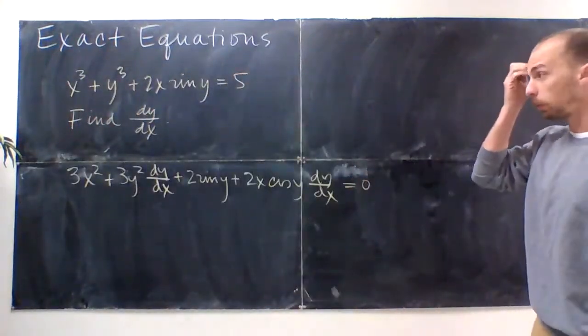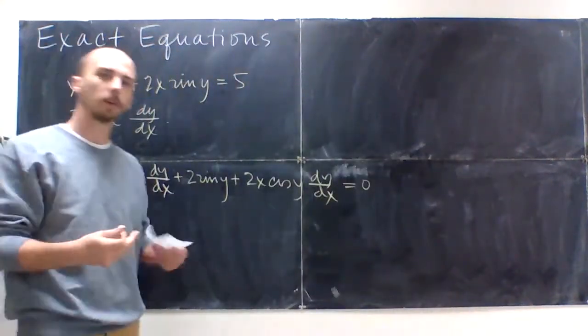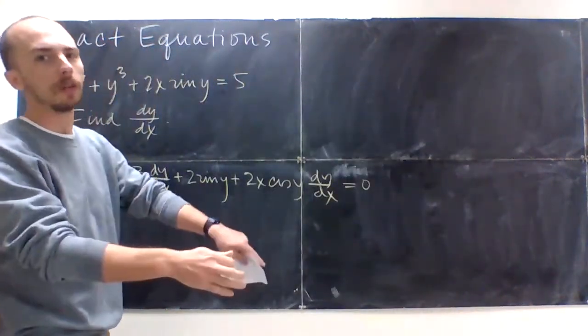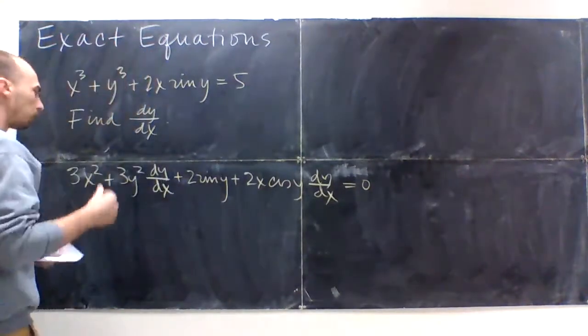And then what we did, if we wanted to find dy dx in terms of x and y, was we collected everything that had dy dx on the one side of the equation, pushed everything else to the other side of the equation, factored out the dy dx, and then solved for it by dividing. Right? It worked the same way every time.